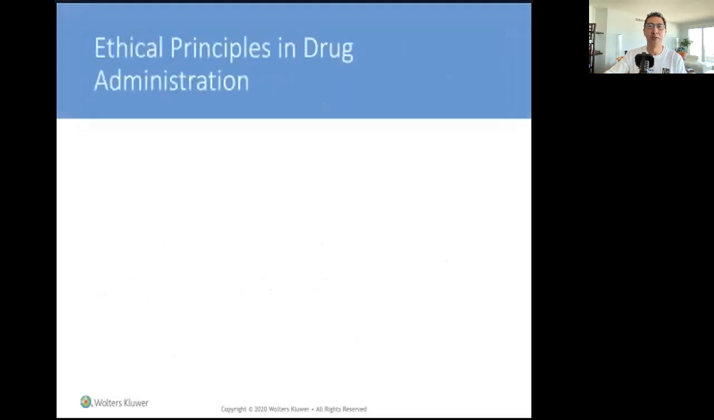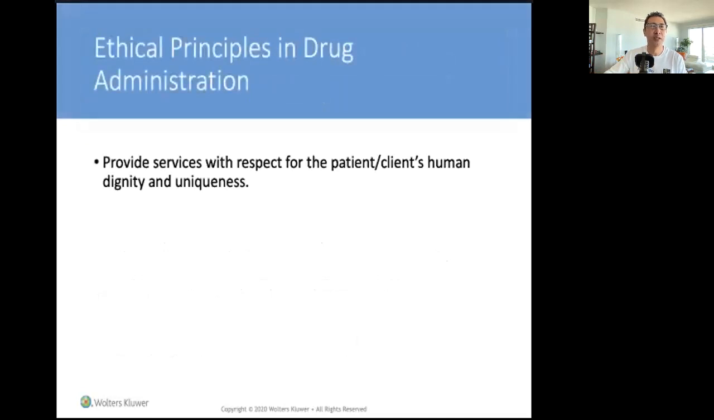Ethical principles in drug administration. Provide respect. HIPAA, HIPAA, HIPAA. Privacy, privacy, privacy. I think it was Desert Springs recently who said, some of the students, I know they're learning, but they're talking too loud in the hallway with the patients, and they could hear the medications and the patient's case. So if we can turn it down a notch.